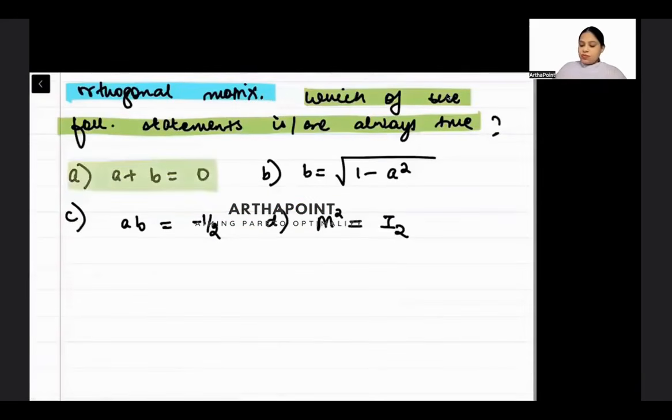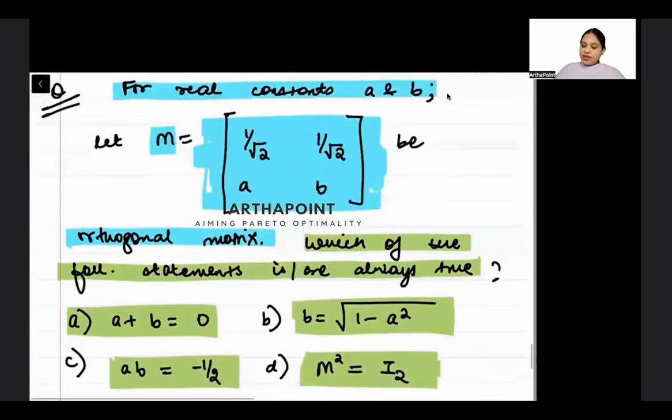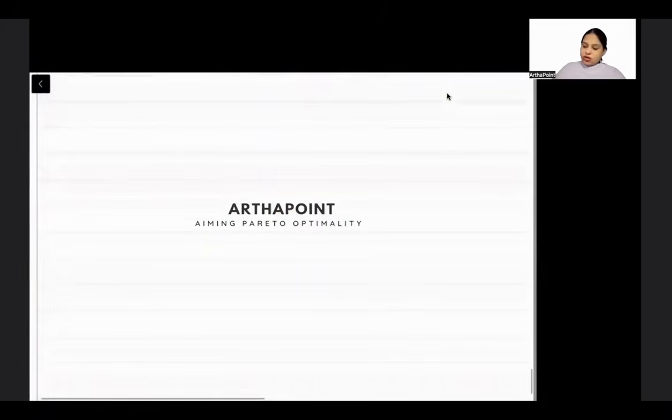A plus B is 0. B is equal to 1 minus A square. A into B is half minus half and M square is equal to I2. तो देख लेते बेटा. What is an orthogonal matrix? क्या property रहता है orthogonal matrix का? The property of orthogonal matrix is that A into A transpose is equal to identity matrix.